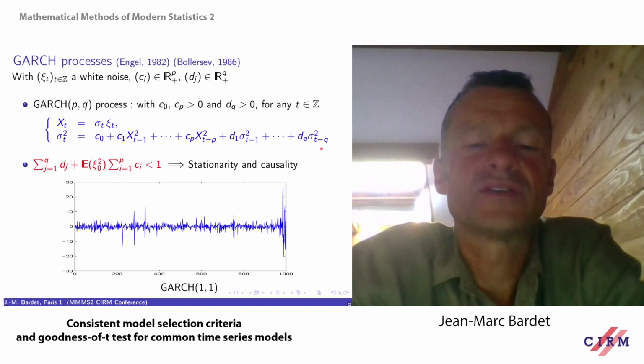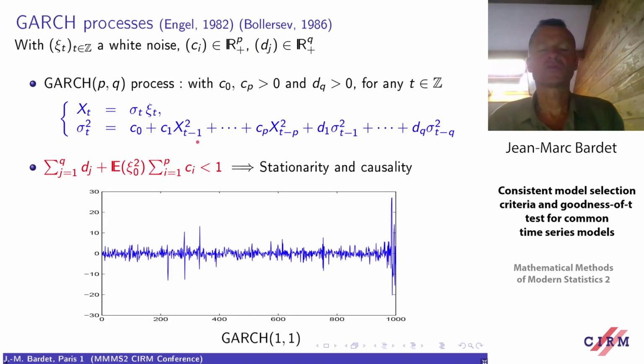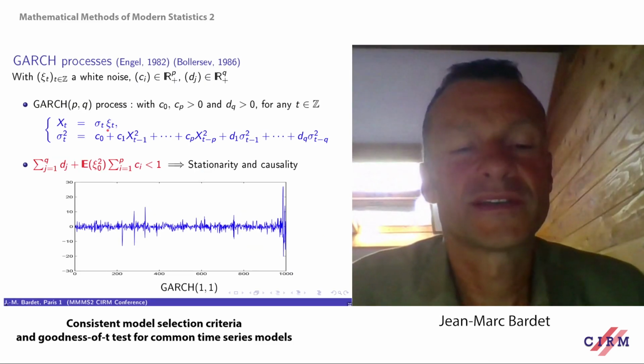That is, if before t you have very large values for xt, then there is more chance that xt has a big fluctuation, because xt is equal to sigma t times epsilon t, and sigma t will be large here. This is what is called conditional heteroscedasticity.